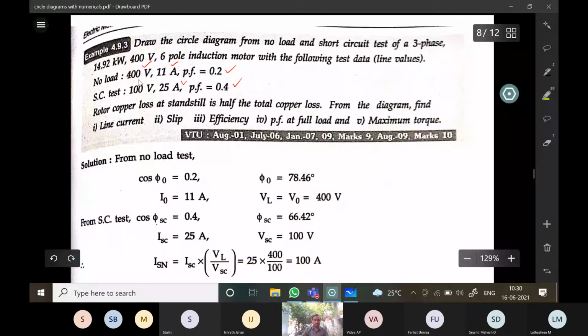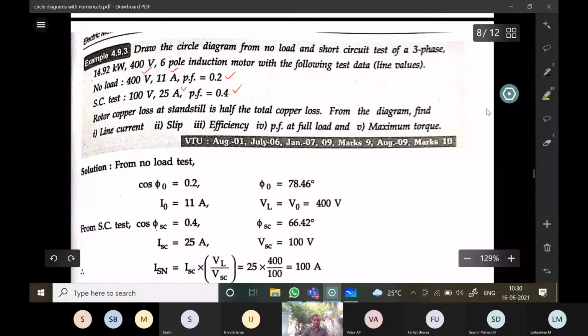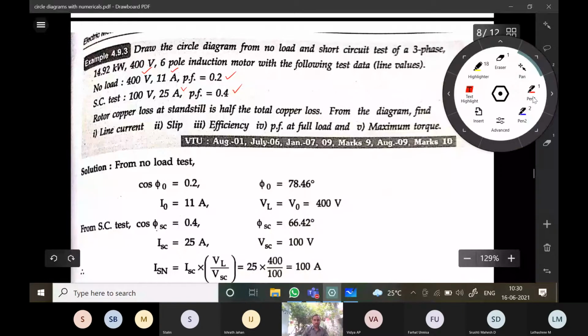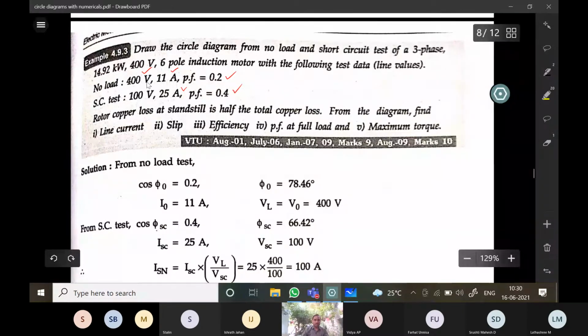From the no load test, 400 volt is the V naught, and I naught is 11 ampere and power factor is 0.2. Similarly, from short circuit test, the VSC is given 100 volt, ISC is 25 ampere, power factor is 0.4. Rotor copper loss at standstill is half of the total copper loss. So from the diagram, find line current, slip, efficiency, power factor at full load, and maximum torque.